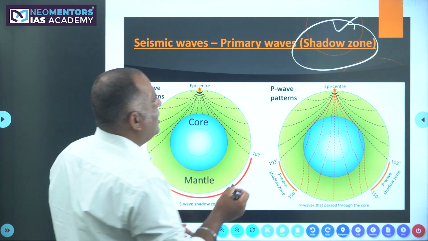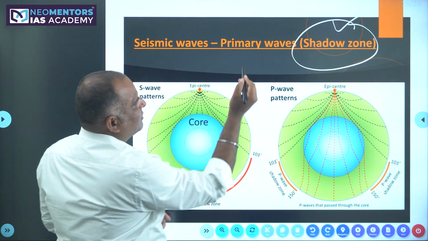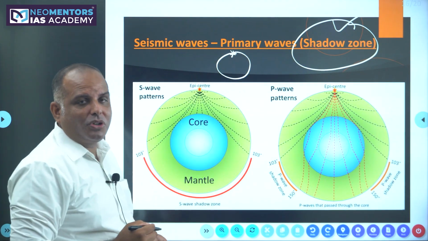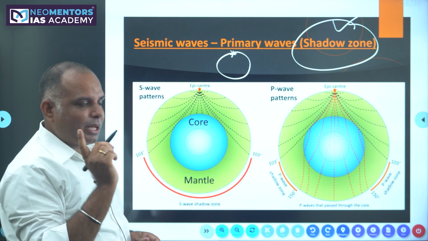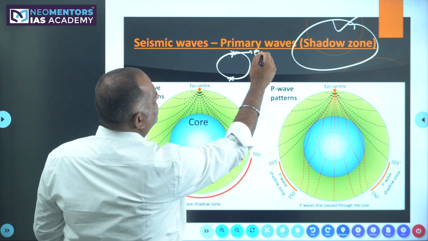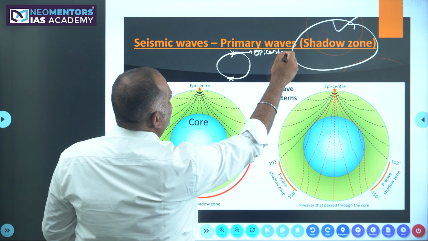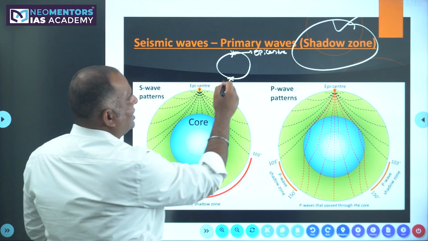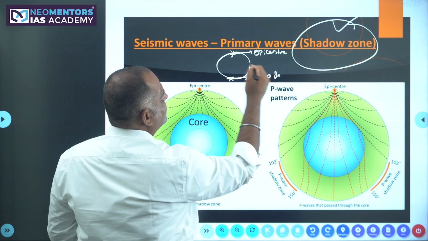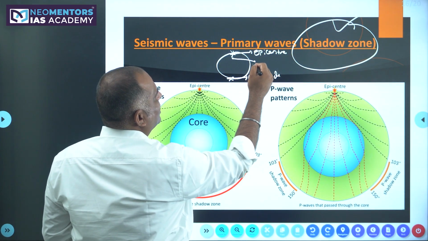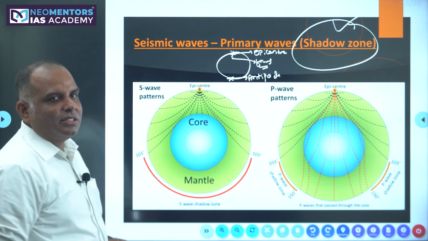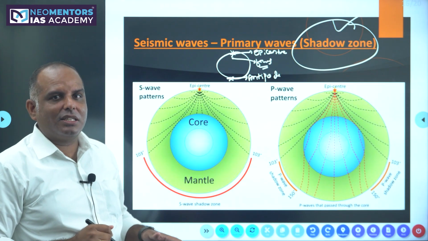That means, let's say if this is Earth, we were discussing epicenter and antipode. If this is the epicenter, what they noticed is that at the antipode they were not detecting all the waves. This is the focus or hypocenter, right? So that means something is happening inside the Earth, right?